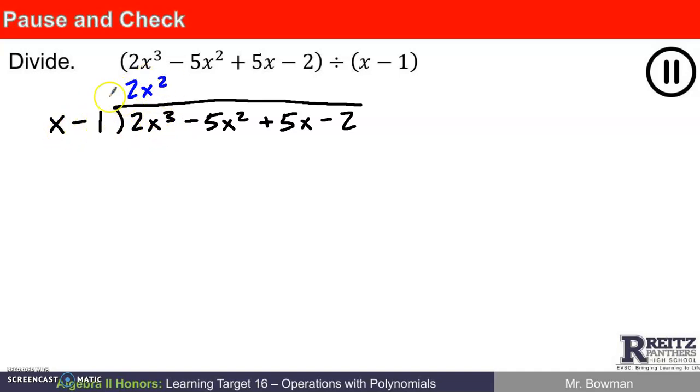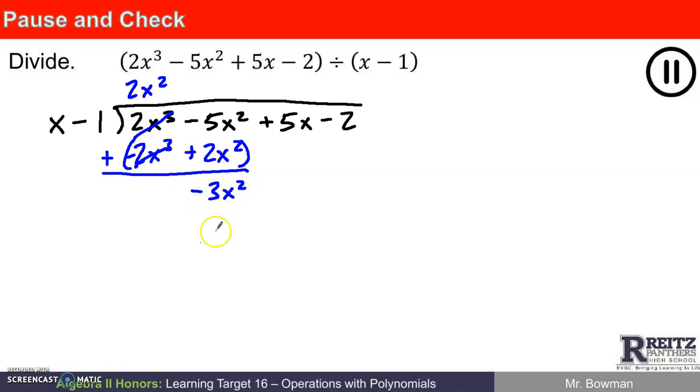So let's multiply 2x squared by the divisor. Let's say 2x squared times x is 2x cubed. 2x squared times a negative 1 is negative 2x squared. I'm guessing if there's a mistake to be made on this, it's somewhere in dealing with the signs, because I need to remember that I need to subtract this. So subtracting this would make this a positive, this a negative, and this a positive. And when I combine those, these cancel, and negative 5x squared plus 2x squared is negative 3x squared. And down comes the 5x.